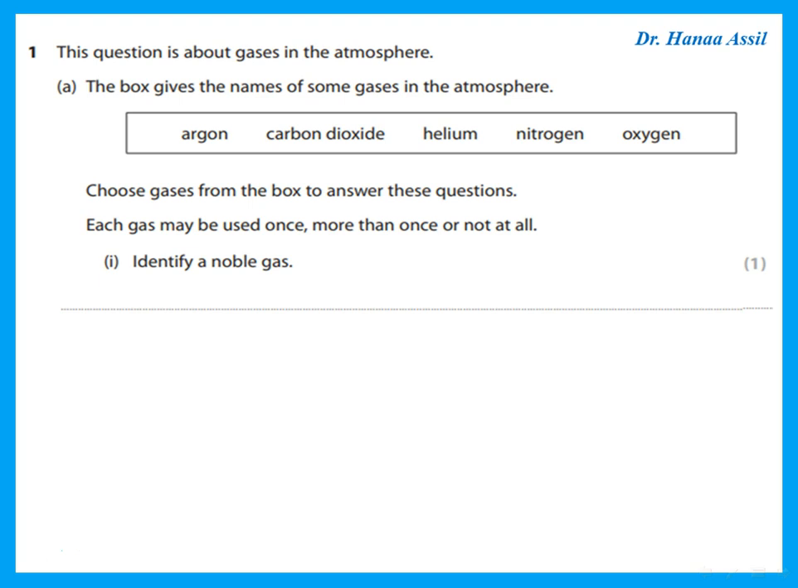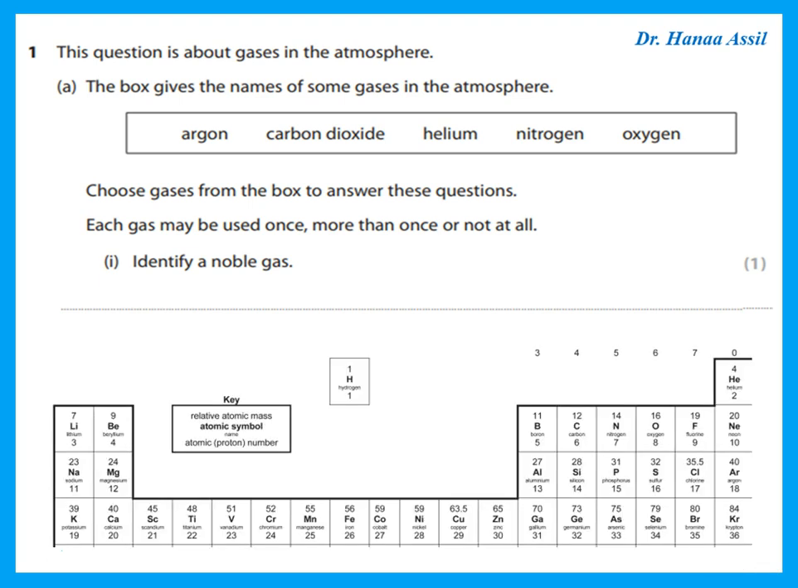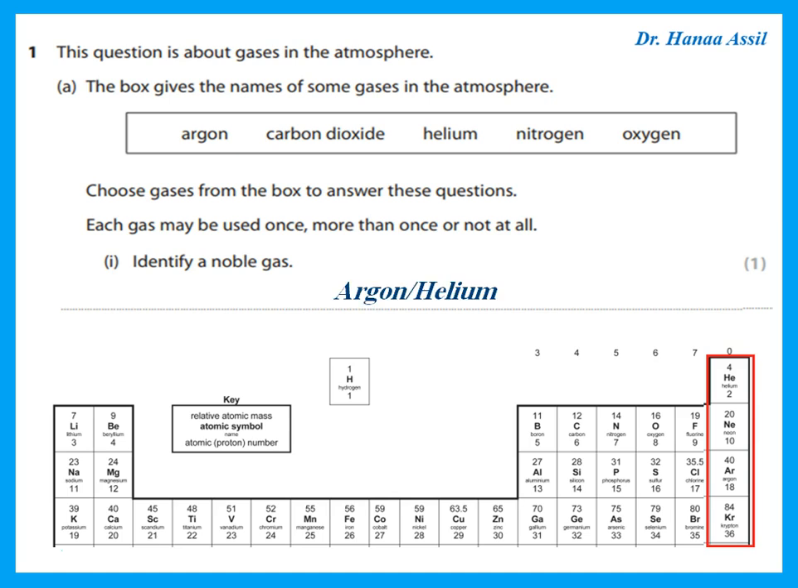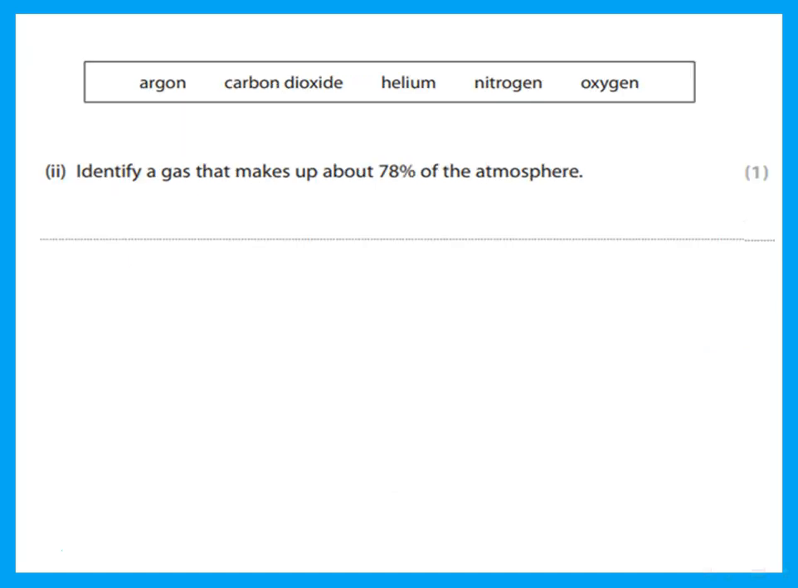So the first question is, identify a noble gas. Which of these is a noble gas? Of course, if you don't know, you look at the periodic table. Where are noble gases? In group 0. So the ones available in that box are argon or helium. Both of these are noble gases.